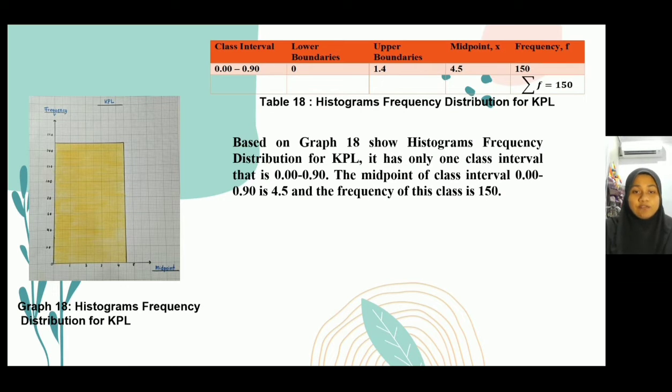For the next slide is graph 2. Graph 2 is table 18, histogram frequency distribution for KPL. Based on table 18, the histogram frequency distribution for KPL has only one class interval, which is 0.00 until 0.90. The mid point of class interval 0.00 until 0.90 is 4.5 and the frequency of this class is 150.